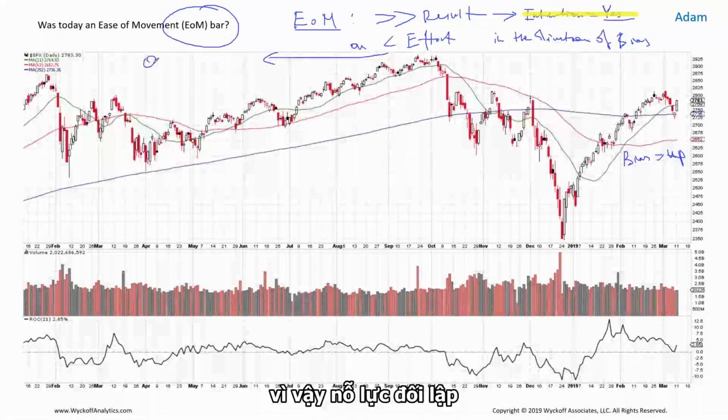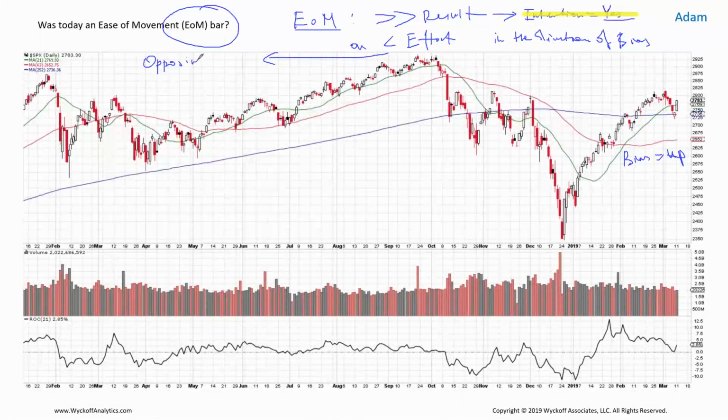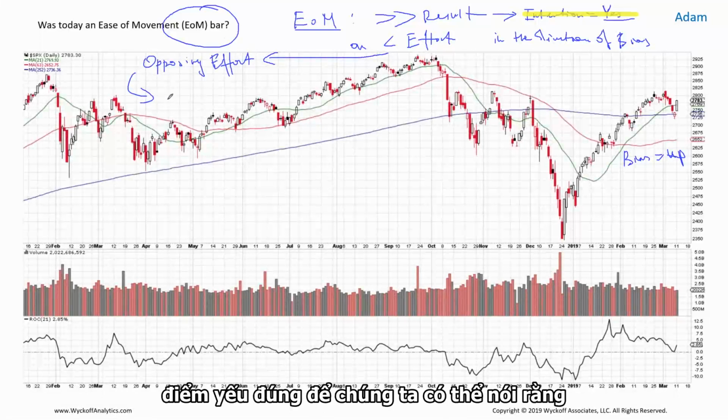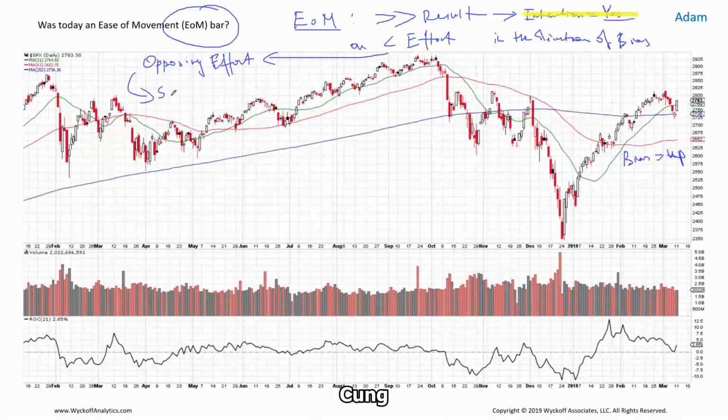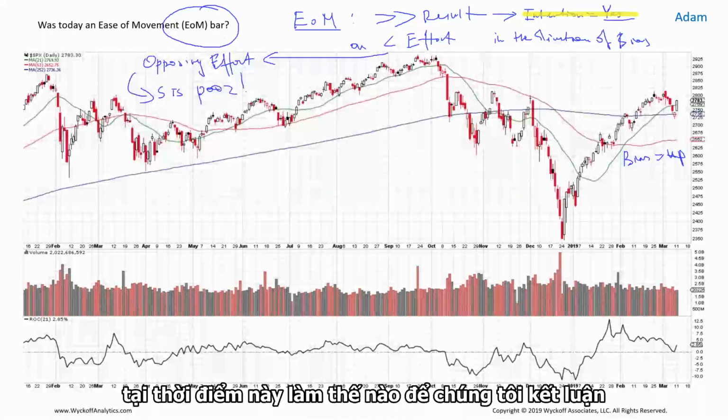So the opposing effort is going to have the characteristics of weakness, right? So we could say that supply is poor at this point of time. How do we conclude that supply is poor?